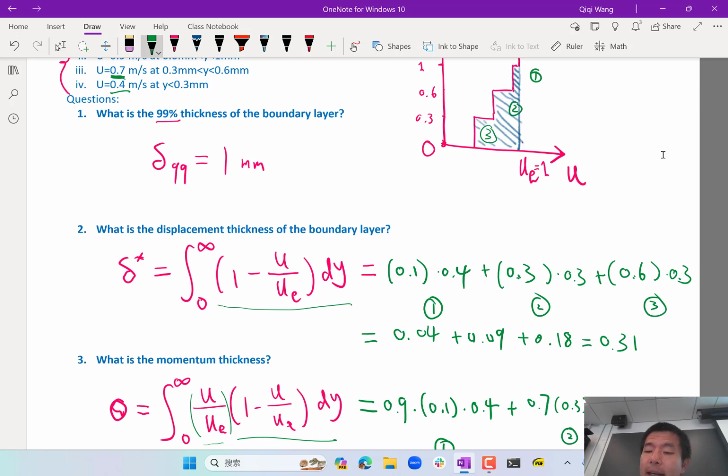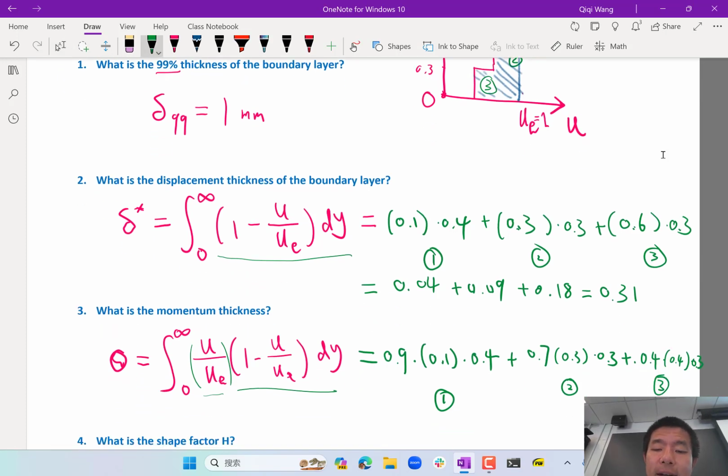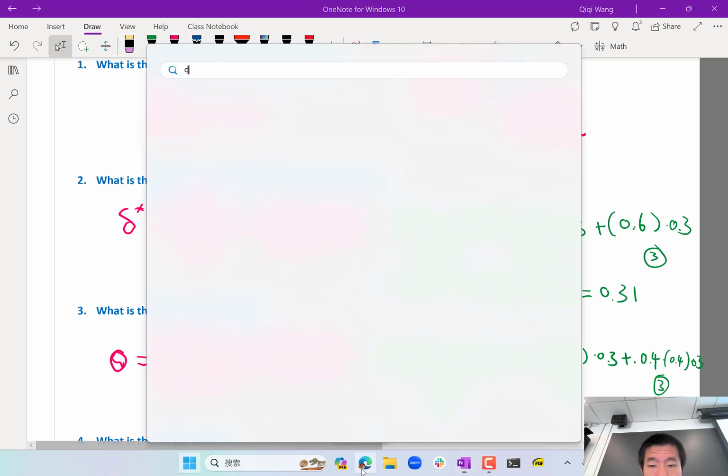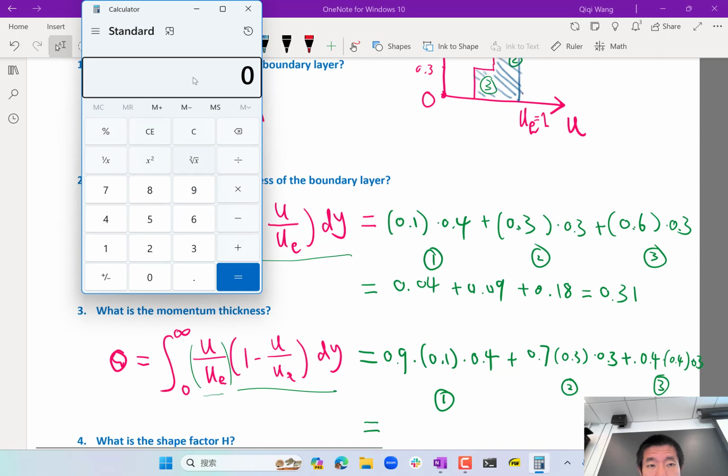Okay, that's the third layer. I don't think it's worth it to actually compute it, but it's going to be something a little bit less than that, right? So let's just use a calculator. 0.9 times 0.04 plus 0.7 times 0.09 plus 0.4 times 0.18. If you add them up, it's 0.084, let's say.